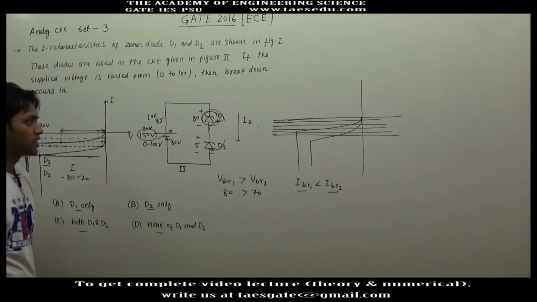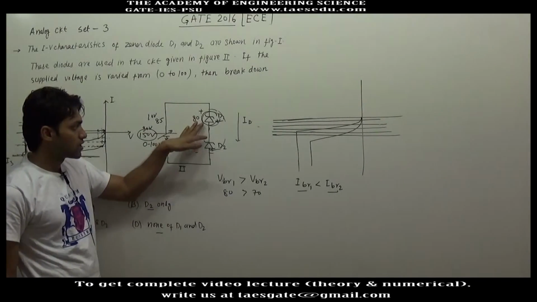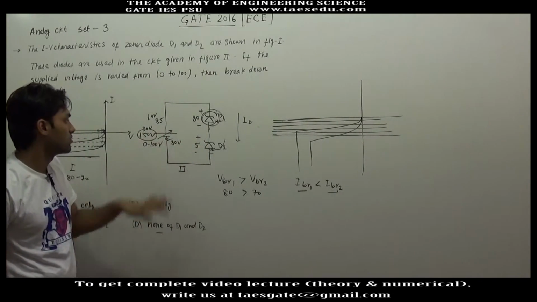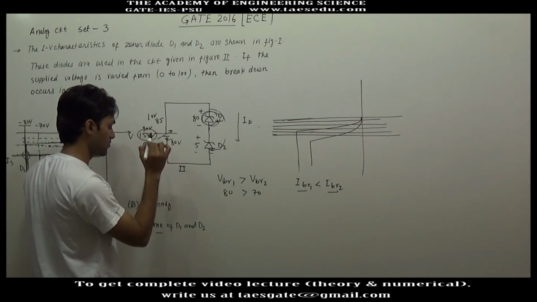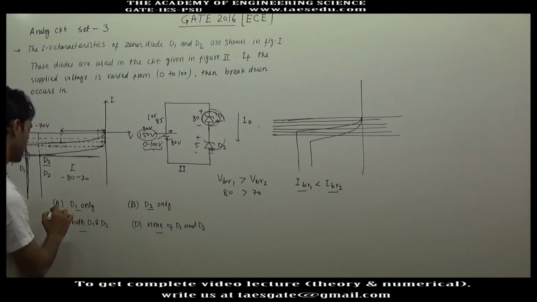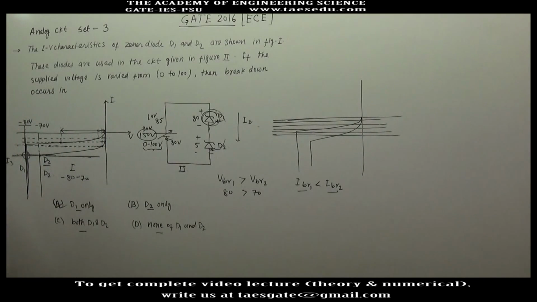So the minimum voltage required for the breakdown of both the diodes is 150 volt, and if you are varying between 0 to 100 volt, only diode D1 will be broken down, diode D2 will not be broken down. So option A will be correct.